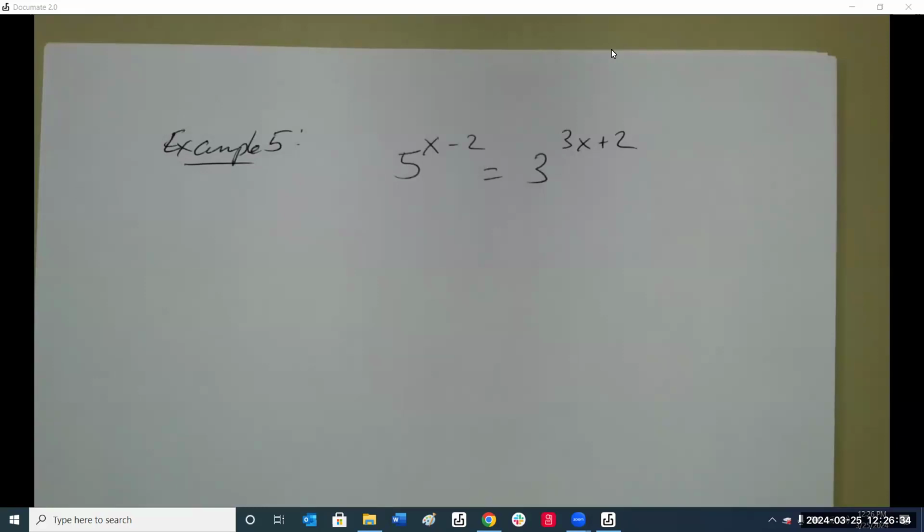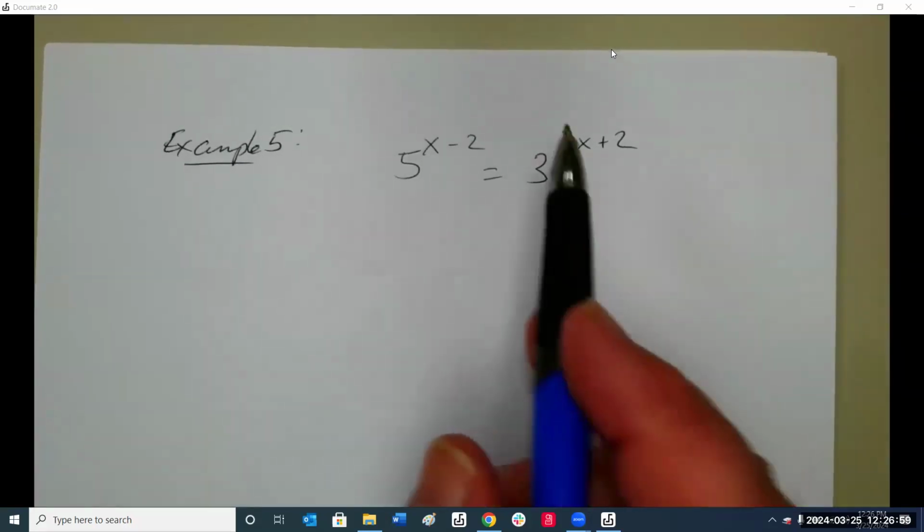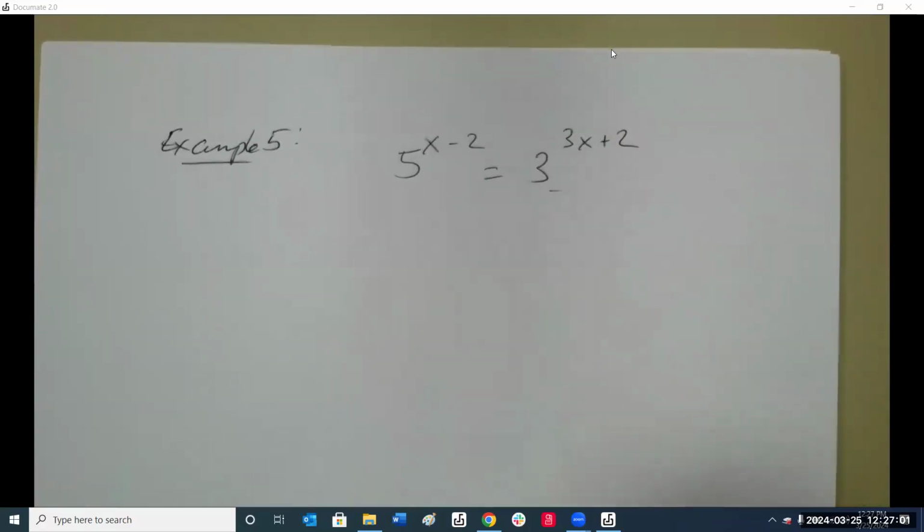You do what we've been doing. If you have different bases on your equation, you'll end up with a bigger equation. So what do I do first? Get the exponents out of the top.